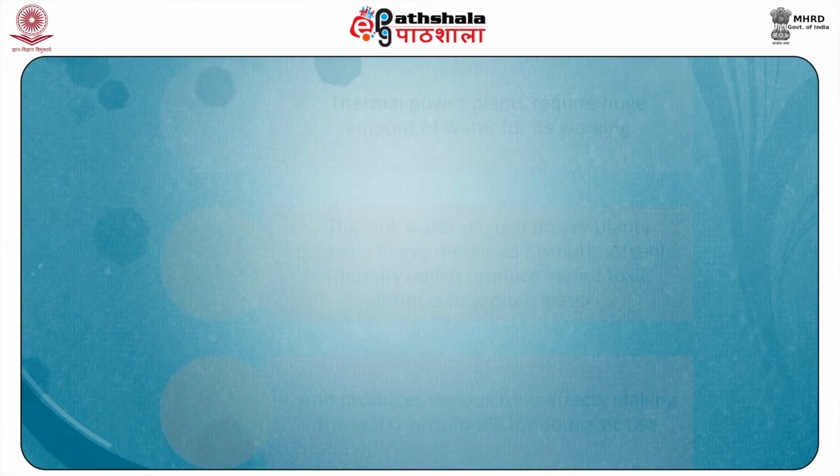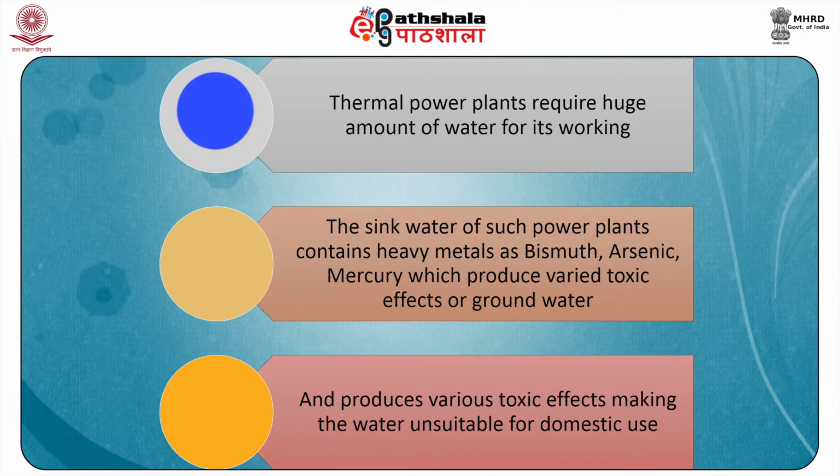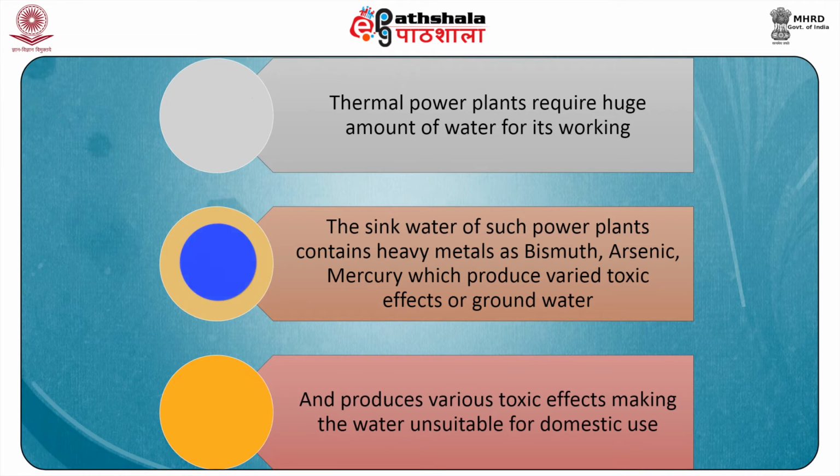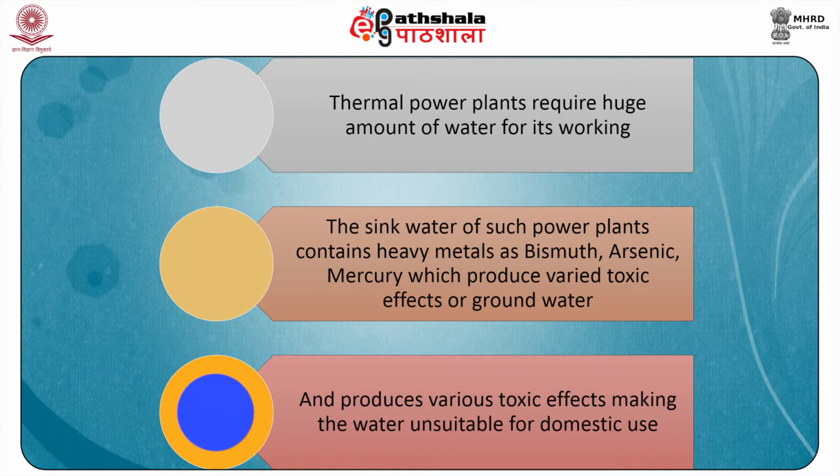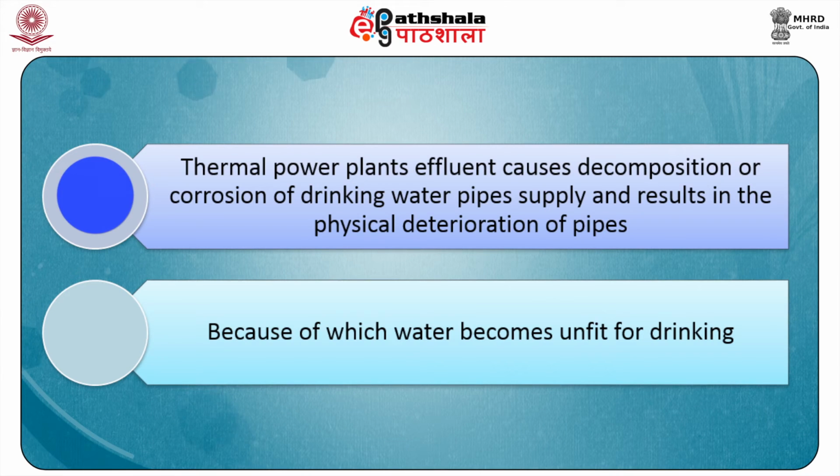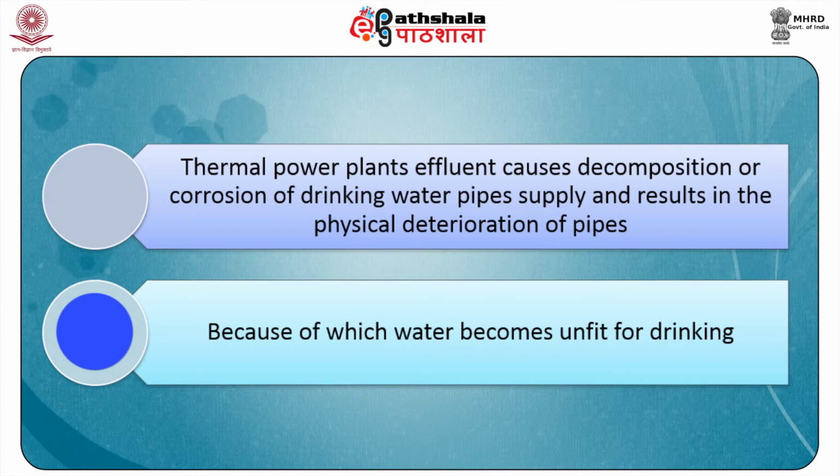Water pollution. Thermal power plants require a huge amount of water for their working. The sink water of such power plants contains heavy metals such as bismuth, arsenic, mercury, which produce varied toxic effects on groundwater, making the water unsuitable for domestic use. Thermal power plant effluent causes decomposition or corrosion of drinking water supply pipes and results in the physical deterioration of pipes, because of which water becomes unfit for drinking.